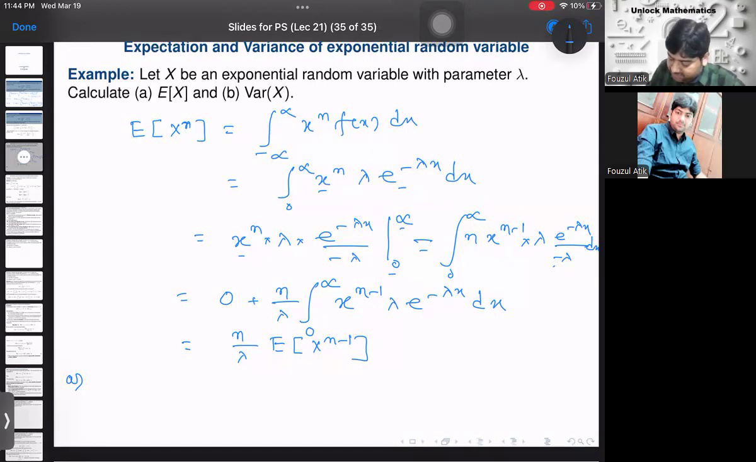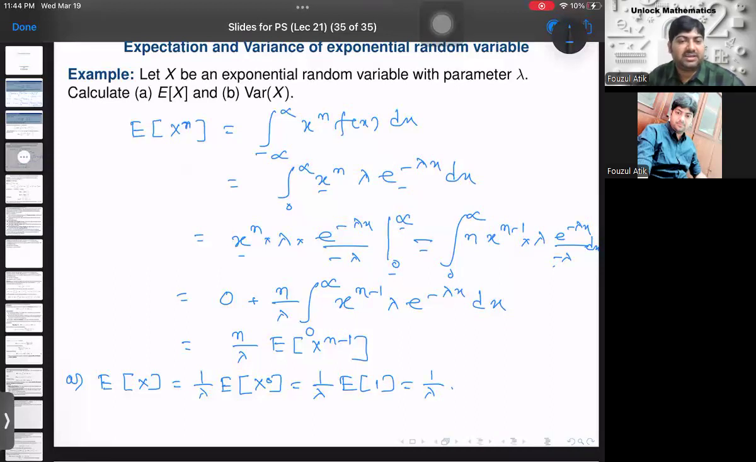Now let us calculate the expectation of x. E of x means x to the power 1. So put n equal to 1, it will become 1 by lambda into E of x to the power 0. X to the power 0 means it is 1. So 1 by lambda E of 1. The expectation of a constant is that constant number itself. So it is 1 by lambda. Therefore the expectation of an exponential random variable with parameter lambda is 1 by lambda.